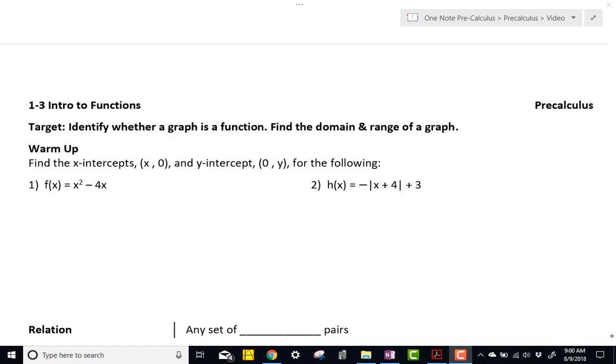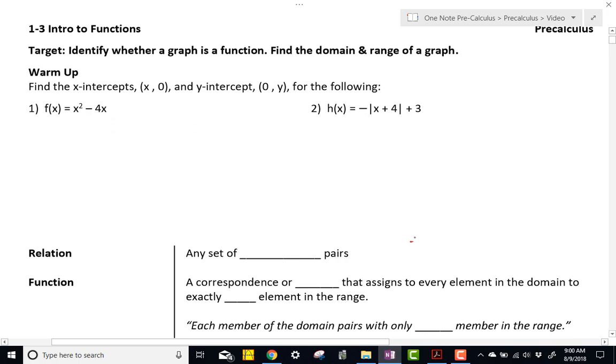All right, welcome to lesson 1.3 for pre-calculus, and this is our first lesson of the year, so here we go. All right, the warm-up here says find the x-intercepts, and then it gives you a little hint here.